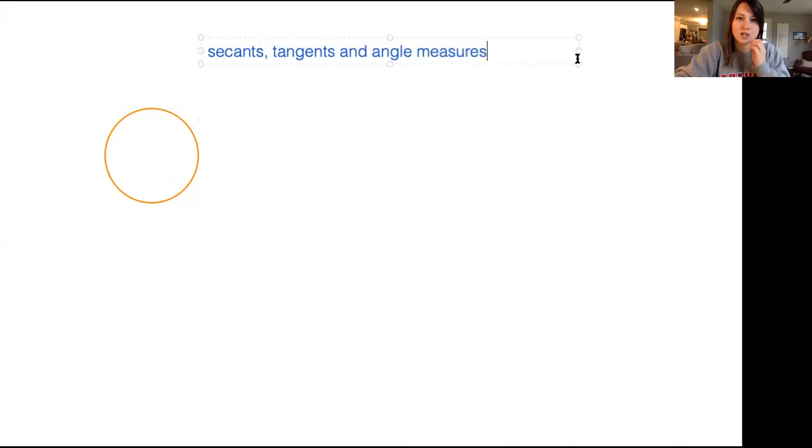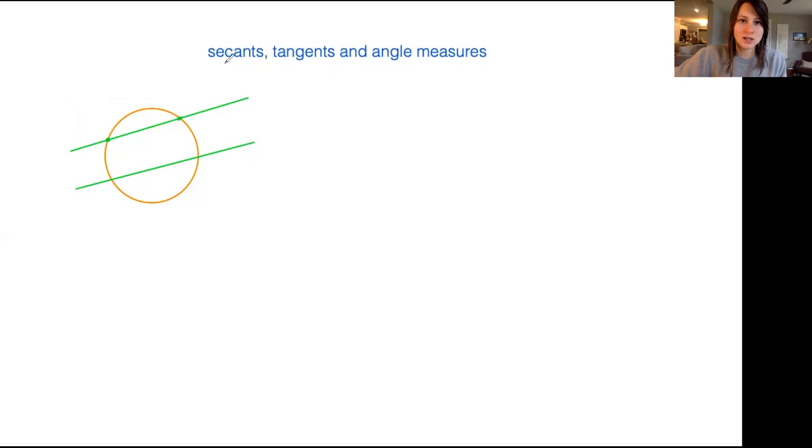So last class we talked about tangents. They were basically a line that intercepted the circle on the circumference at one point. A new line that we're going to take a look at today is called a secant. And so it's different from a chord because it is actually a line. A chord would be within the circle, and so a line or a secant goes through the circle.